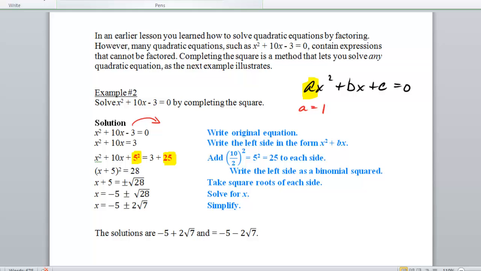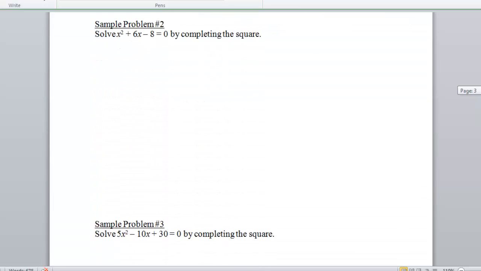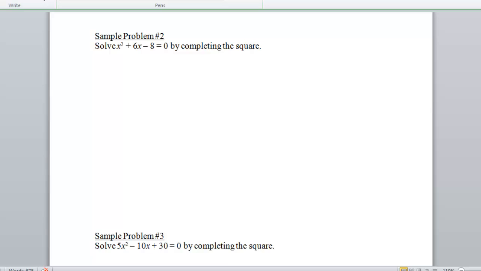So completing the square can be very useful, and it can be used for any quadratic equation as long as we can get that leading coefficient equal to 1. Let's move on down to the sample problems. We have two problems here that you can do, sample problem number 2 and sample problem number 3. They'll give you a couple of different looks at two different types of completing the square problems. So go ahead and try to work problem number 2 and problem number 3 real quick.